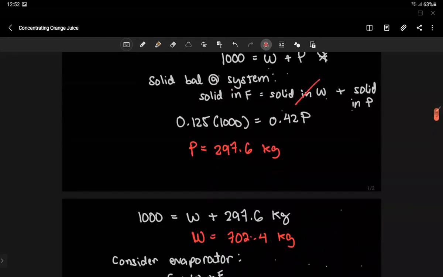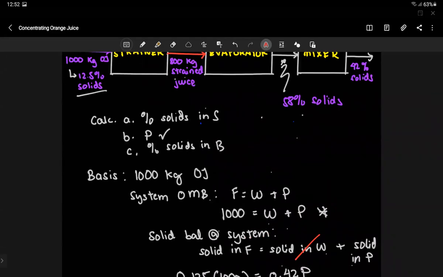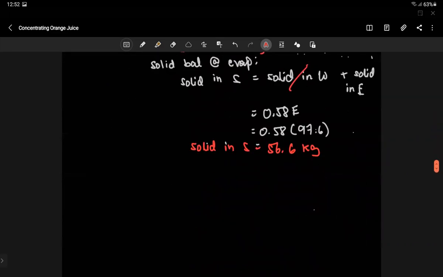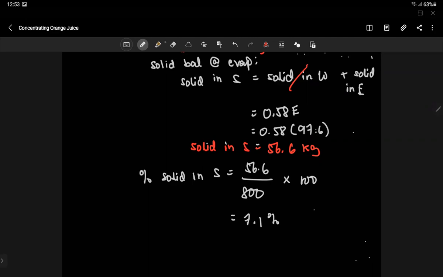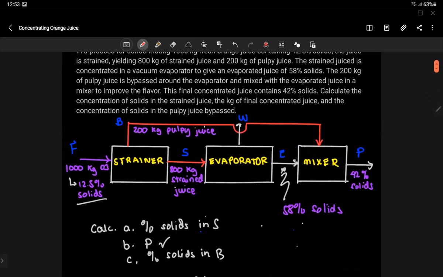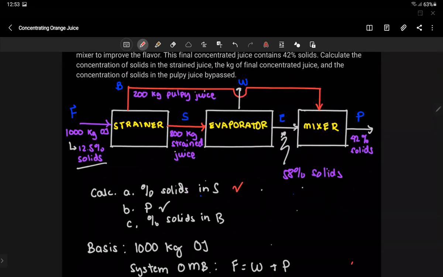Remember, according to the problem, kailangan nating kunin ang solids or percent solids doon sa S, composition ni S, right? Eh, meron naman tayong amount ni S, given naman yan. So therefore, percent solid in S is, di ba, 56.6 divided by 800 yung amount ng ating S. So it will give you 7.1%. And this is our answer. Or letter A.